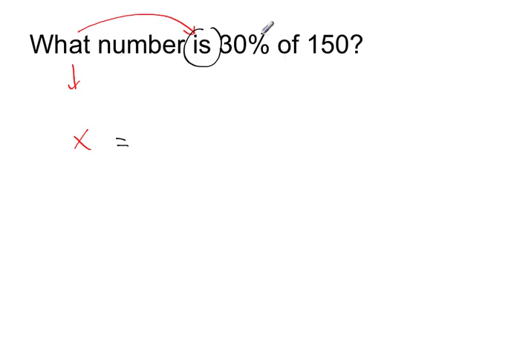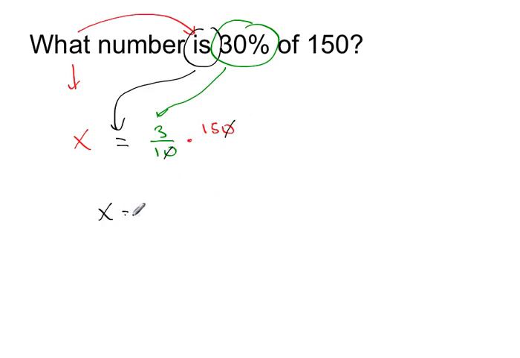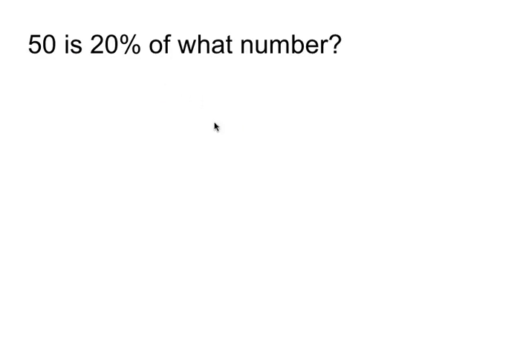And then 30%, I'm going to rewrite as a fraction or a decimal. In simplest terms, I'm going to go with a fraction, 3/10. Is is my equal sign. And then of 150 means times 150. So that's the actual equation that I'm going to write. X equals 3/10 times 150. I'm going to simplify my zeros here. And x is equal to 3 times 15, which is 45. And I'm done.